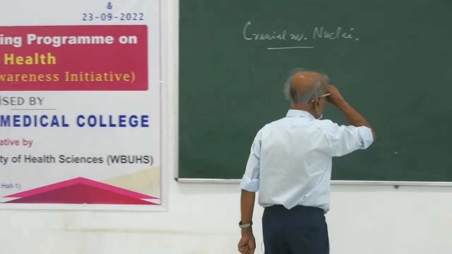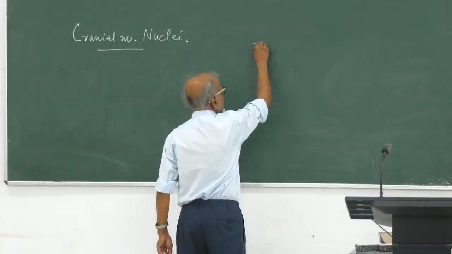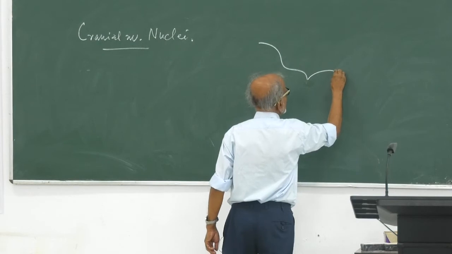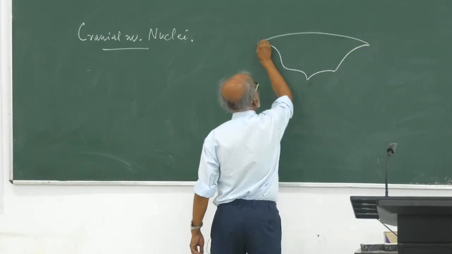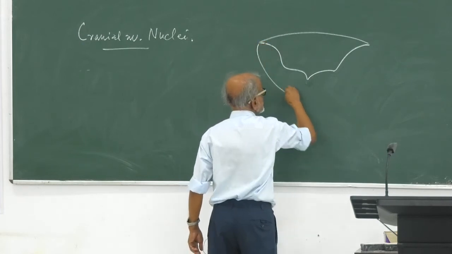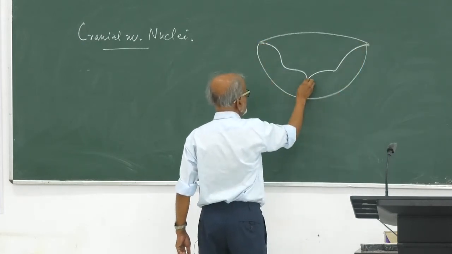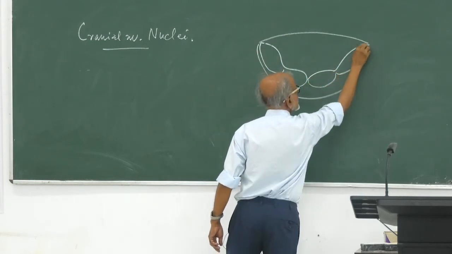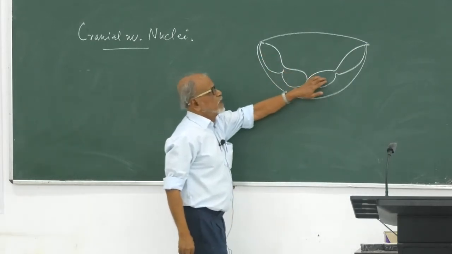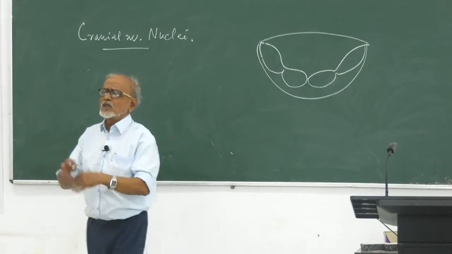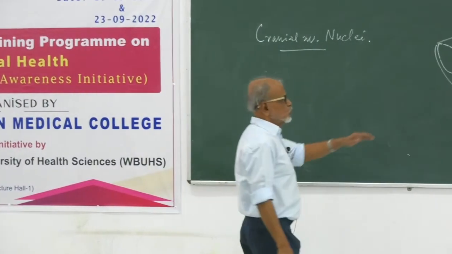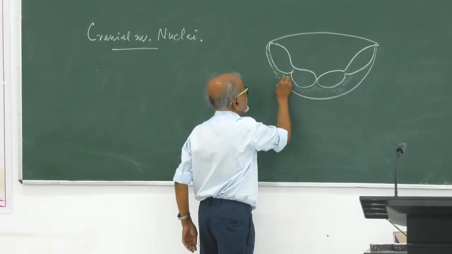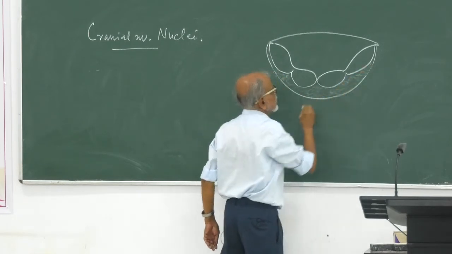Now I have drawn a diagram in my last class. That diagram is like this. These are the zones of the gray matter, the zones of the basal lamina and alar lamina, and this is the zone of the white matter. This will be packed with nerve fibers.